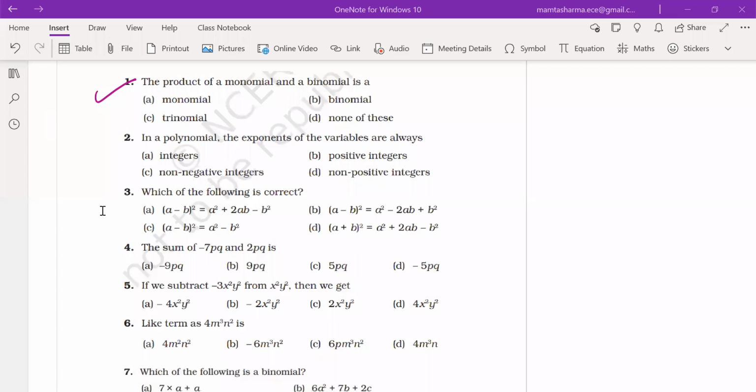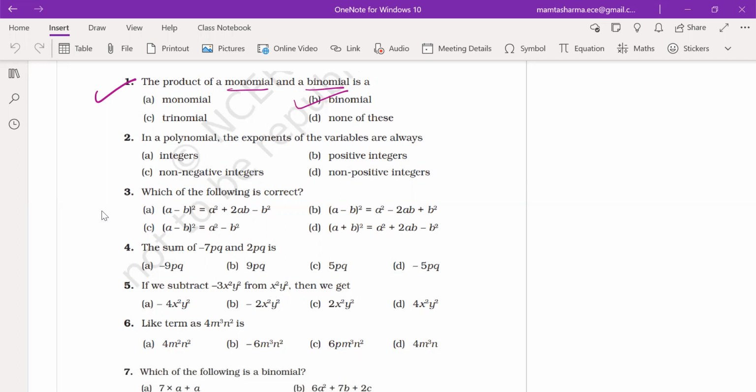Ma'am, first one is binomial. The product of monomial and binomial would be? Binomial. And the second one is non-negative integers. In a polynomial, the exponent of variables are always? They are non-negative integers, ma'am. Yes, they are non-negative integers, or you can say positive integers. Both are correct.